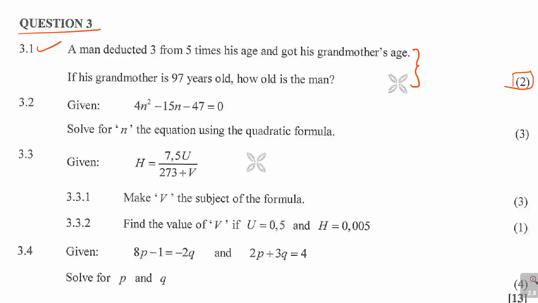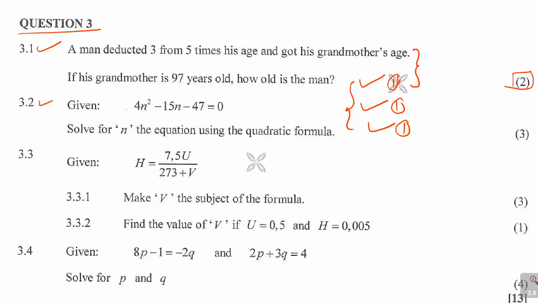So he says a man deducted 3 from 5 times his age and got his mother's age. If his grandmother is 97 years old, how old is the man? Formulating the equation is 1 mark. And then after formulating the equation, the next thing is solving the equation, 1 mark, and finding the final answer is 1 mark. A minimum of 3 marks was expected from that. But anyway, that is that, 2 marks.